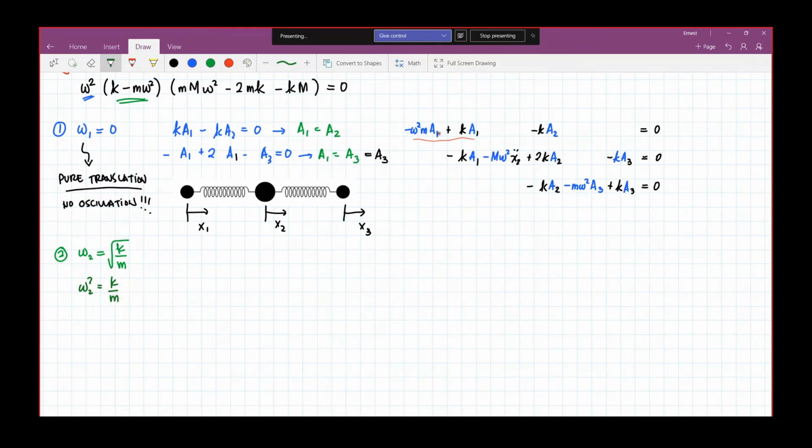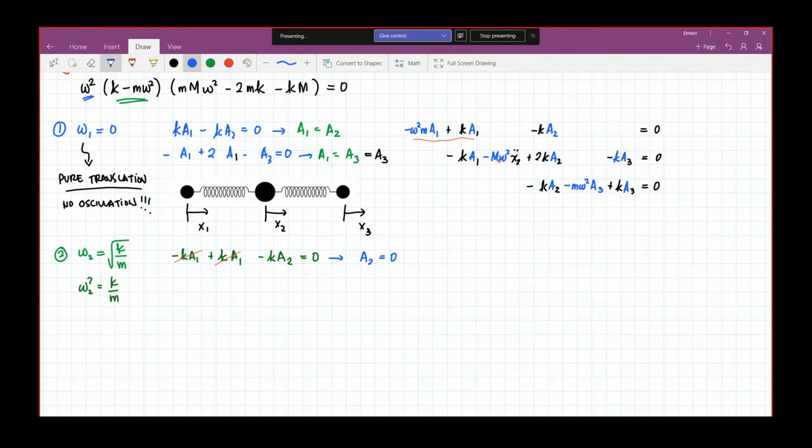If you substitute it here, omega squared is k over m, so this is negative k a1, and then plus k a2 minus k a2 equals 0. Oh, sorry, this should be 1. So this 2 will cancel. Therefore, A2 is equal to 0.